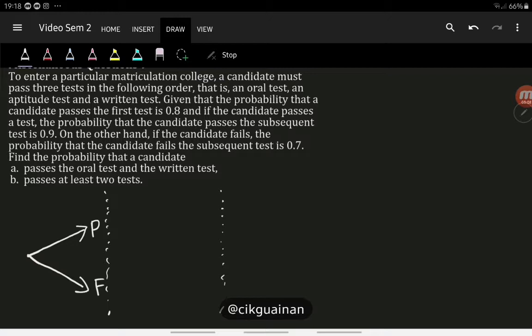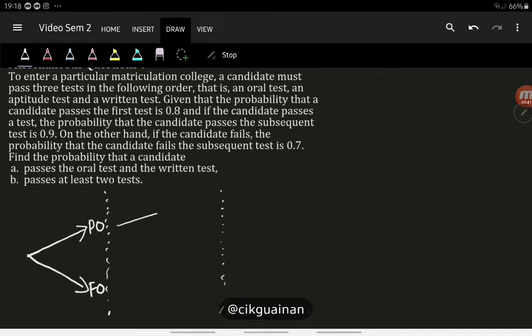Or maybe to differentiate everything, the first one is the oral test: pass oral, fail oral. That's better. The symbol you may decide on your own. You may want O, or oral with a comma. Up to you, it doesn't matter. So this is for the first process, taking the oral test.